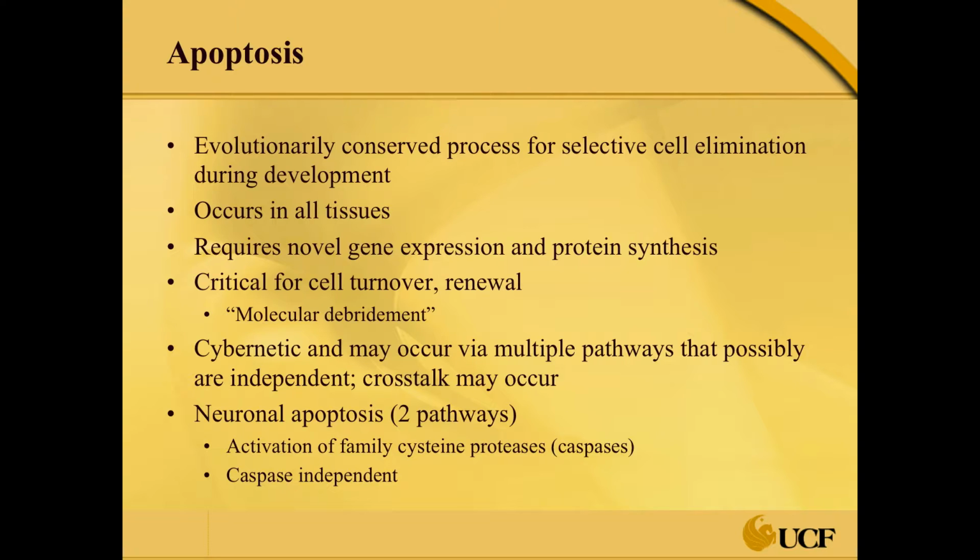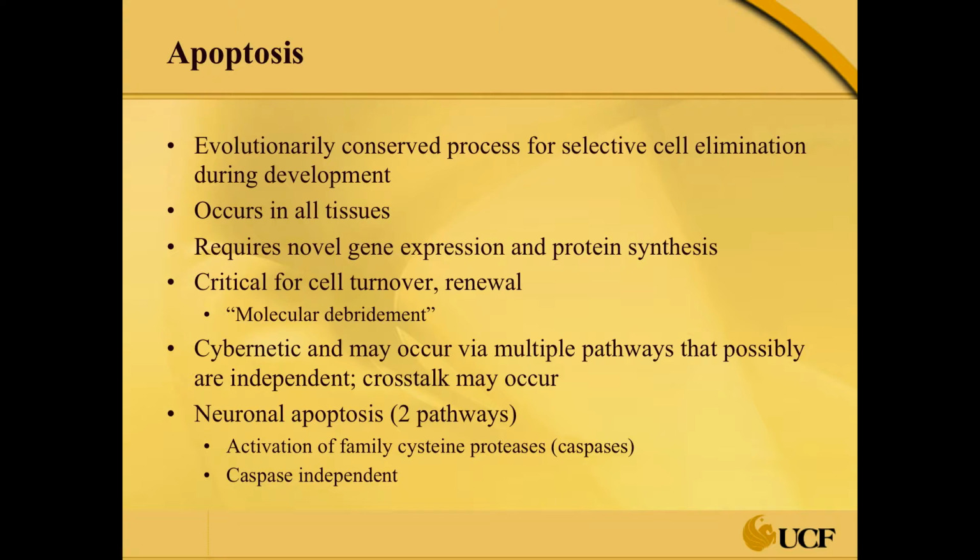It requires novel gene expression and protein synthesis. It's critical for cell turnover and renewal, and we call this molecular debridement. So think about when you're debriding a wound and you're scraping off the old nasty necrotic tissue on top of the wound so that you can get to granulation tissue that can actually heal the wound. Well, that's what's happening here with apoptosis. We're getting rid of the dead cells and we're debriding essentially all areas of the body, not just the brain, although that's what we're talking about tonight or today.